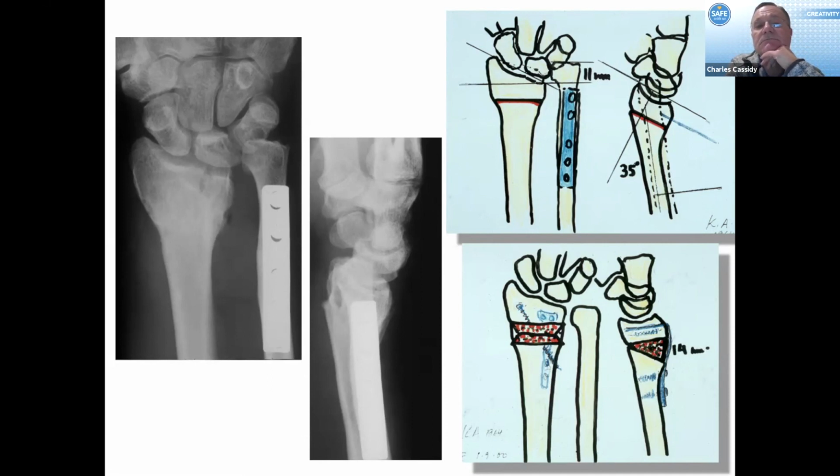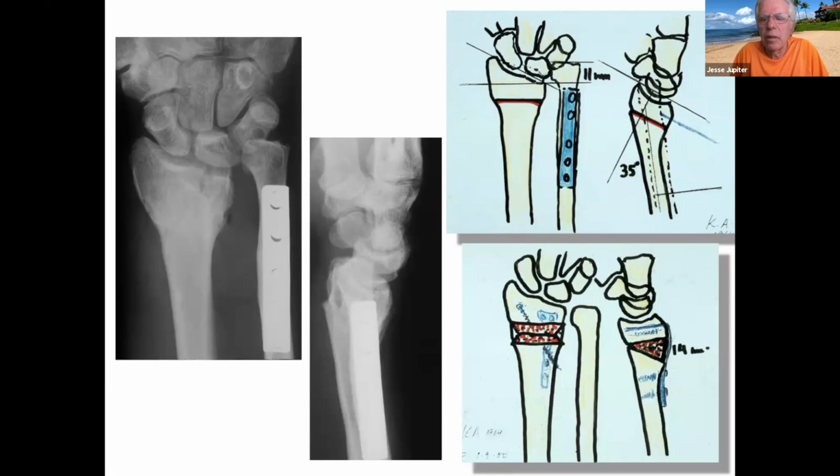Okay. Yeah, there was a paper years ago that looked at malunion of the radius with the orientation of the sigmoid notch. And so correcting the deformity is very important to realign the sigmoid notch when you have to do an ulnar shortening as well.